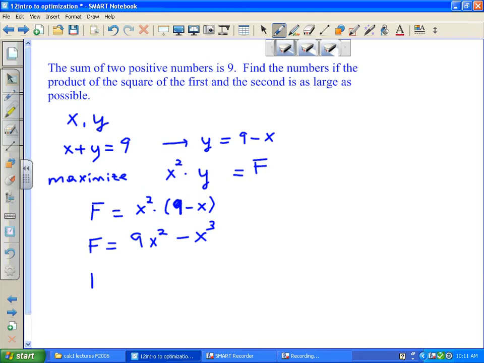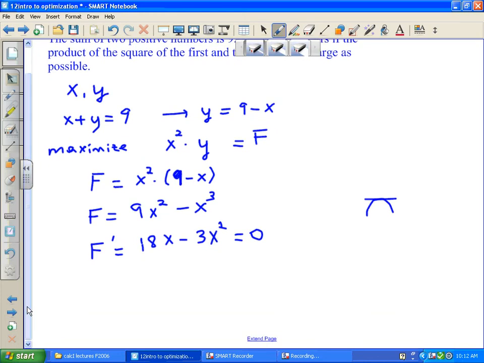So the derivative is 18x minus 3x squared, right? Differentiate with respect to x. And what am I going to do with the derivative? Set it equal to 0, because we're looking for points where slope is 0, where the maximums might be occurring. Again, normally critical points can also come from points where the first derivative is undefined. But for polynomials, they're always defined, so there's nothing to worry about that.